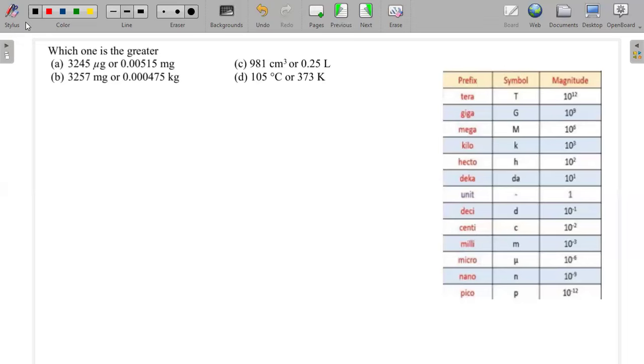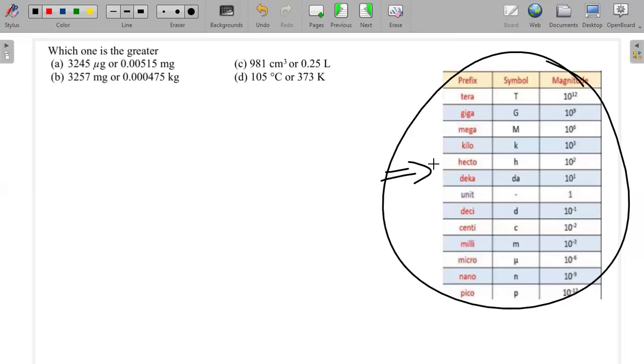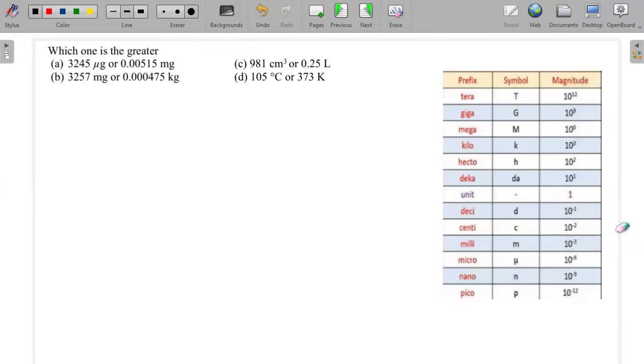So the metric system table is this thing that you can see here. That's the metric system table. Okay, so the metric system, what is it? It's just a table that contains prefixes that have a symbol, and attached to that symbol is going to be a certain number or a certain value or a certain magnitude.